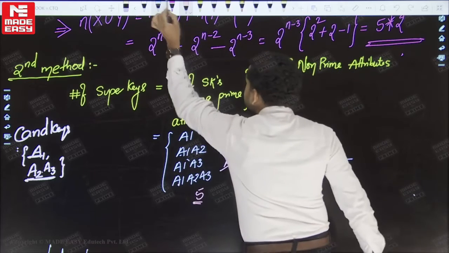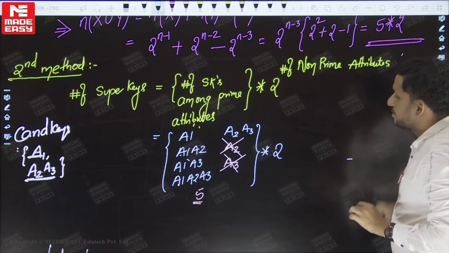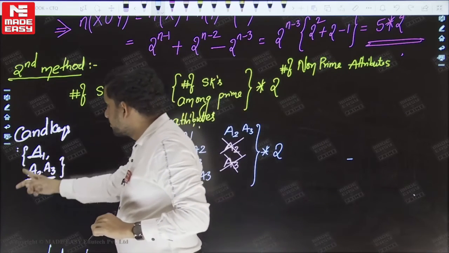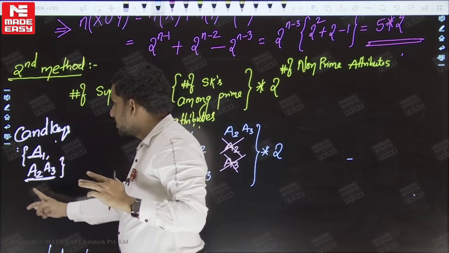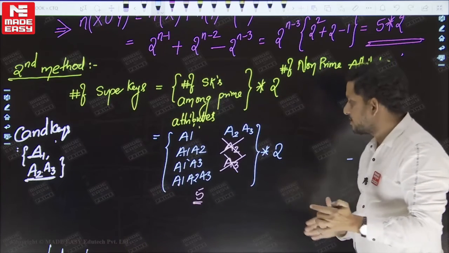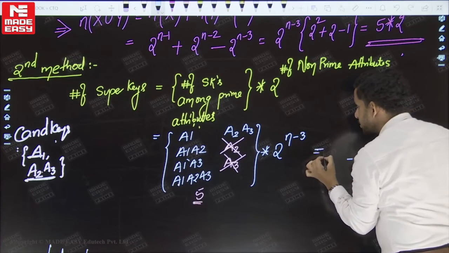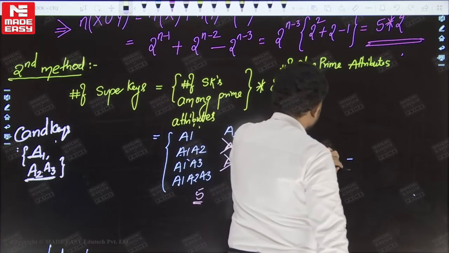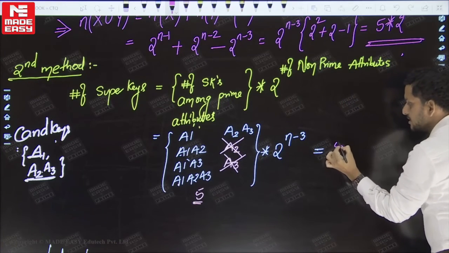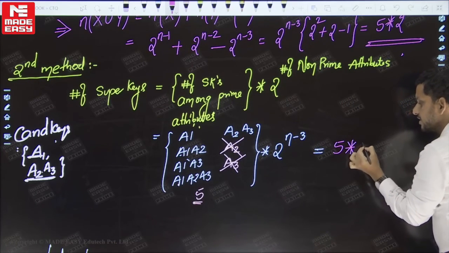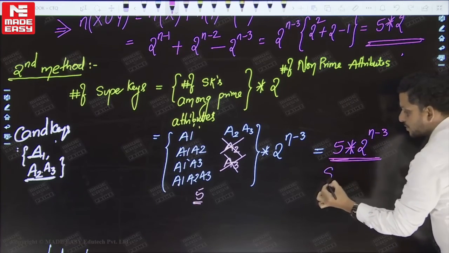Okay, clear this? So multiply with 2 power number of non-prime attributes. If out of n attributes, 3 are the prime attributes, out of A1, A2, A3 up to An, the remaining n minus 3 are non-prime attributes. So the total super keys of this relational schema are 5 super keys among the primes multiplied with 2 power n minus 3.